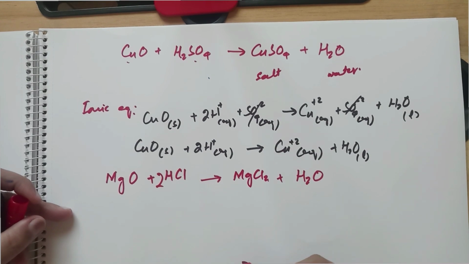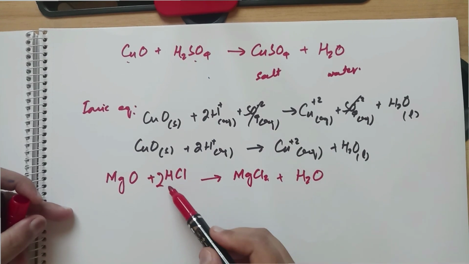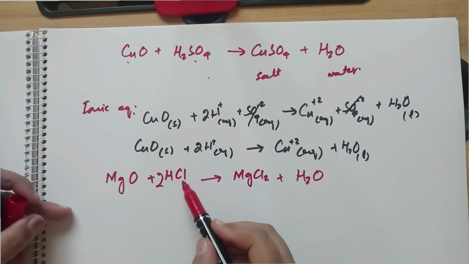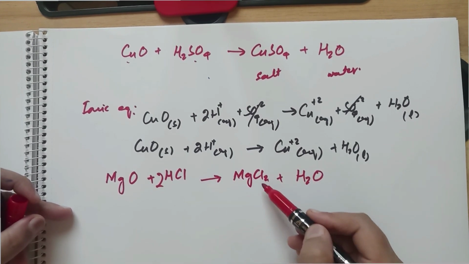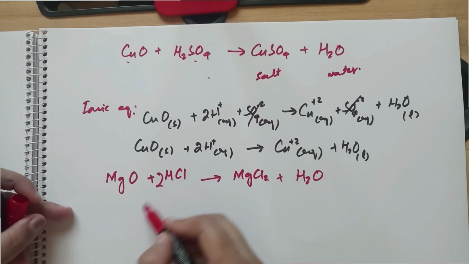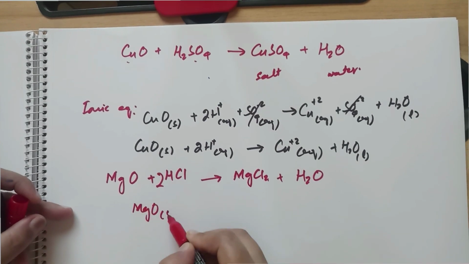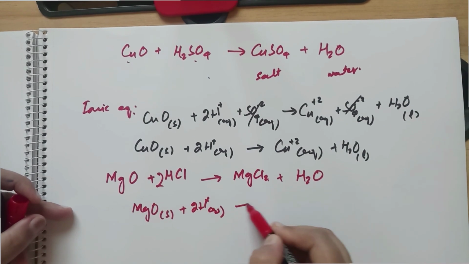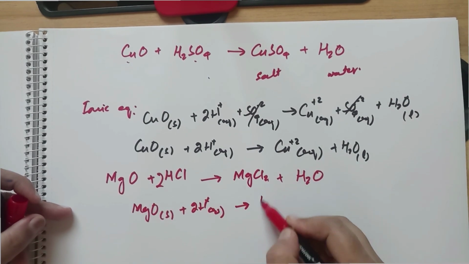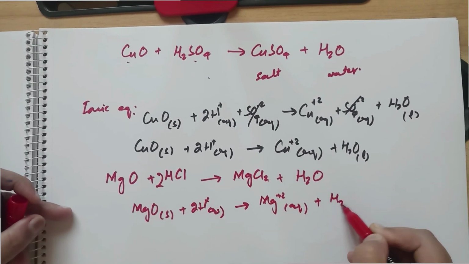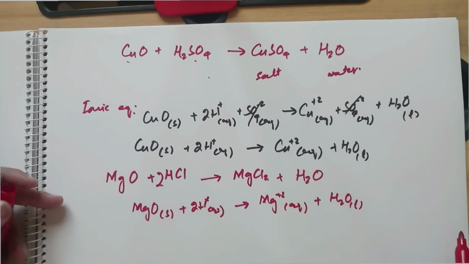And for the ionic equation, again magnesium oxide is insoluble in water, so it will remain in a solid state, while the hydrochloric acid dissociates into hydrogen ion and chloride ion, and magnesium chloride dissociates into magnesium ion and chloride ion. So the final ionic equation we get is magnesium oxide, that is solid, and 2 hydrogen ion in aqueous solution gives us magnesium ion in aqueous solution and the liquid water. This is our final equation.